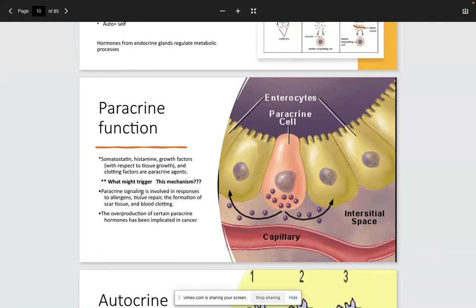Here, the text says that paracrine signaling is involved in responses to allergens. Again, that's through histamine. Tissue repair, that's through growth factor. And the formation of scar tissue and blood clotting. This is a true statement that I included: the overproduction of certain paracrine hormones has been implicated in cancer. That's true because of this overproduction of these certain hormones affecting the neighboring cells. This has driven cancer growth.